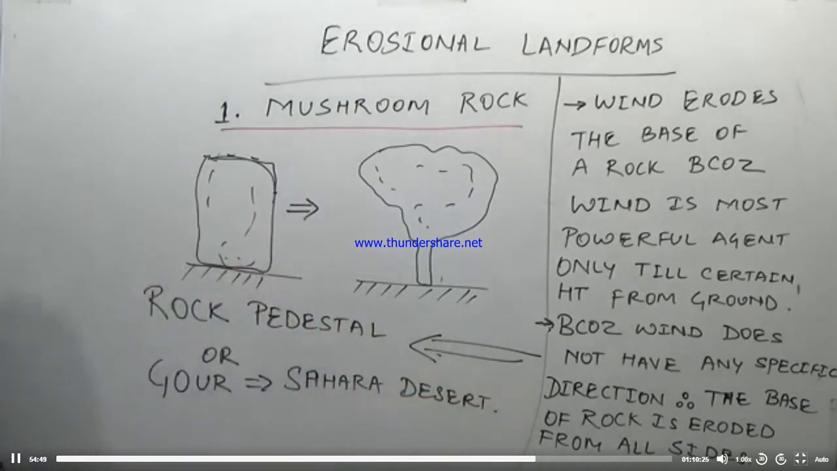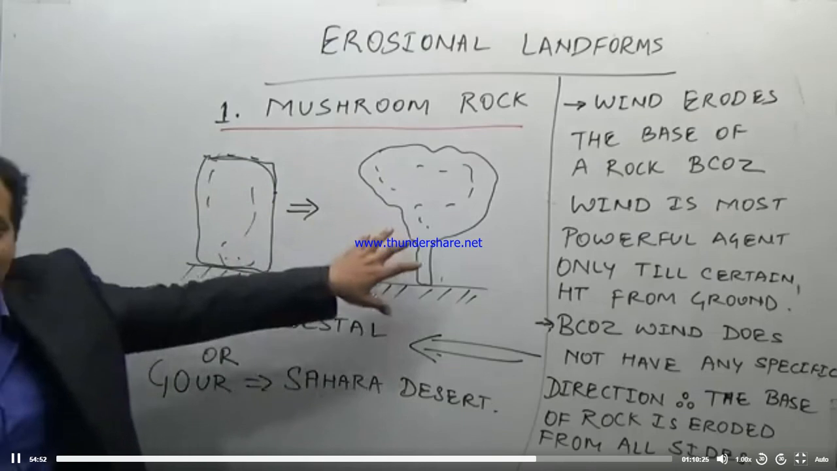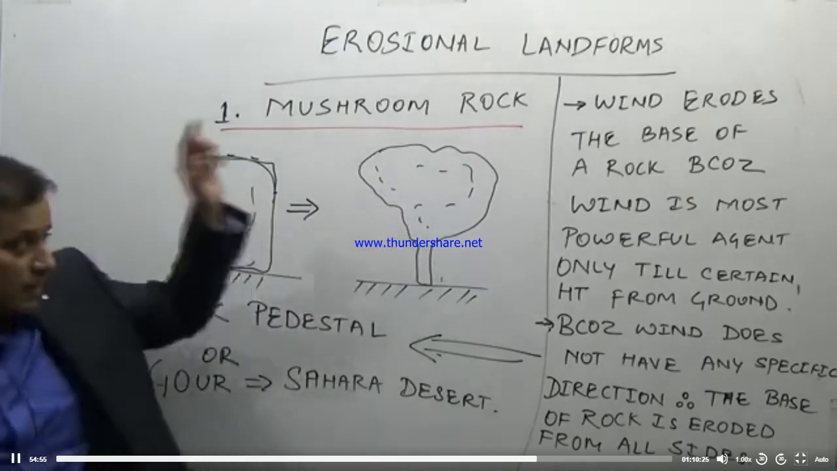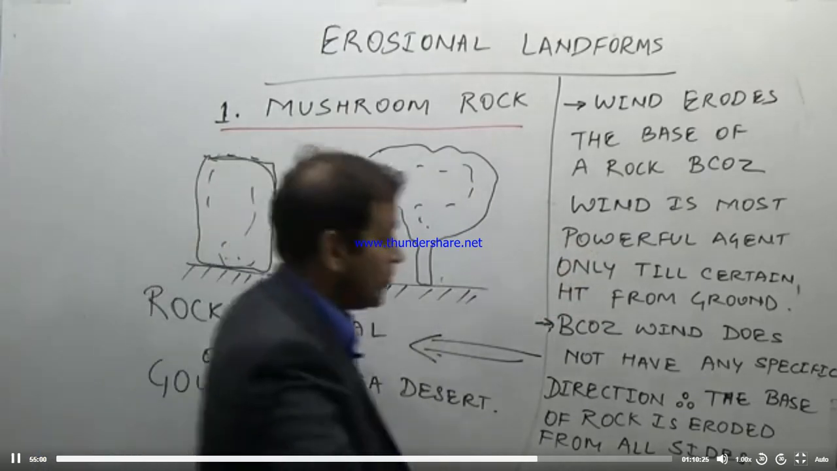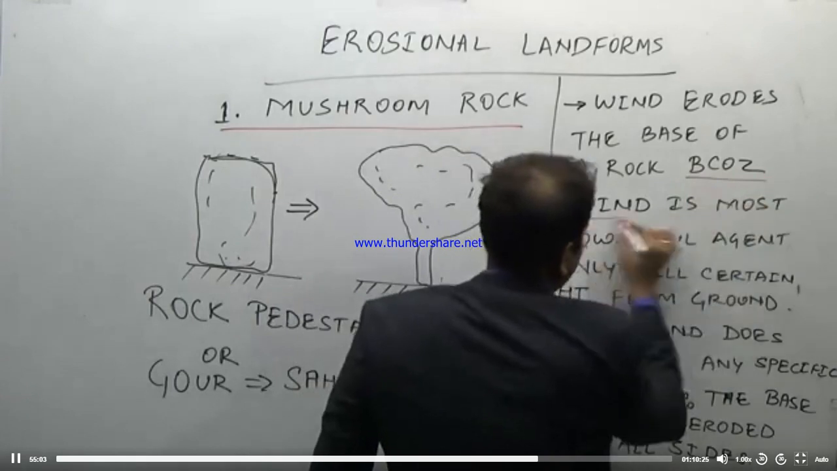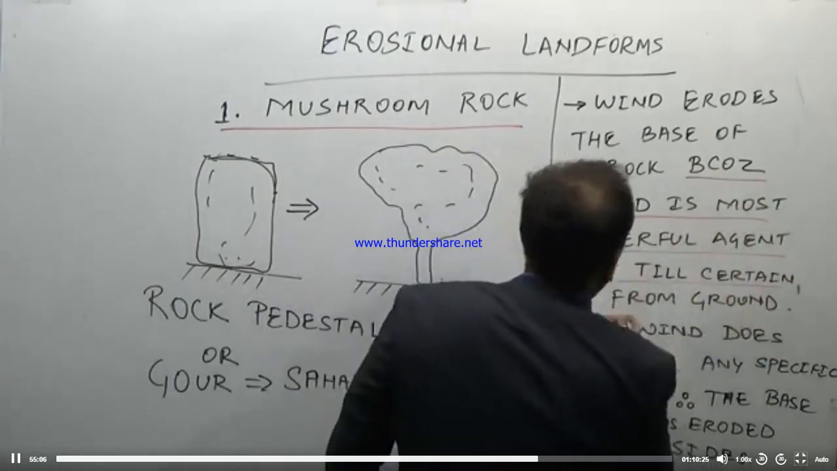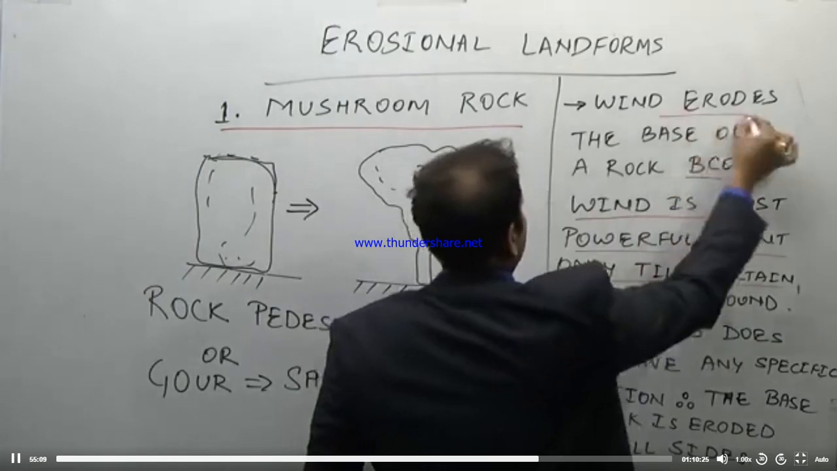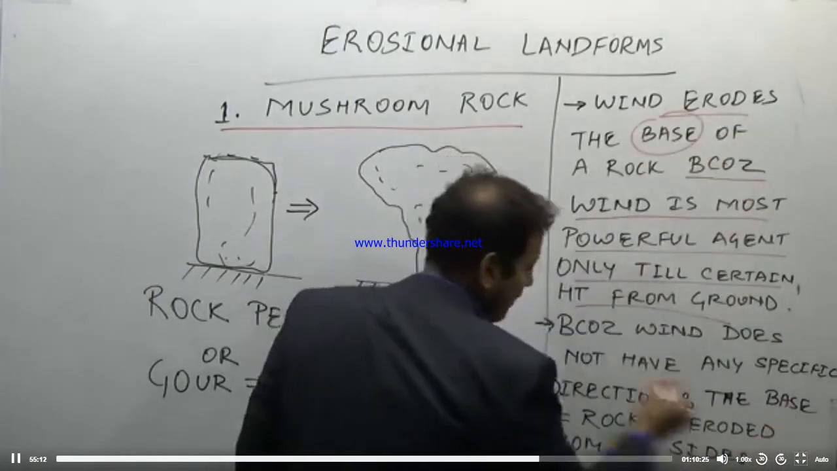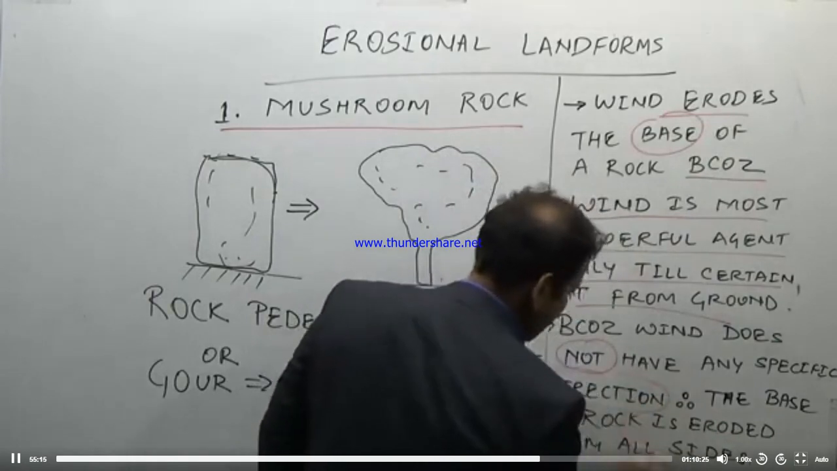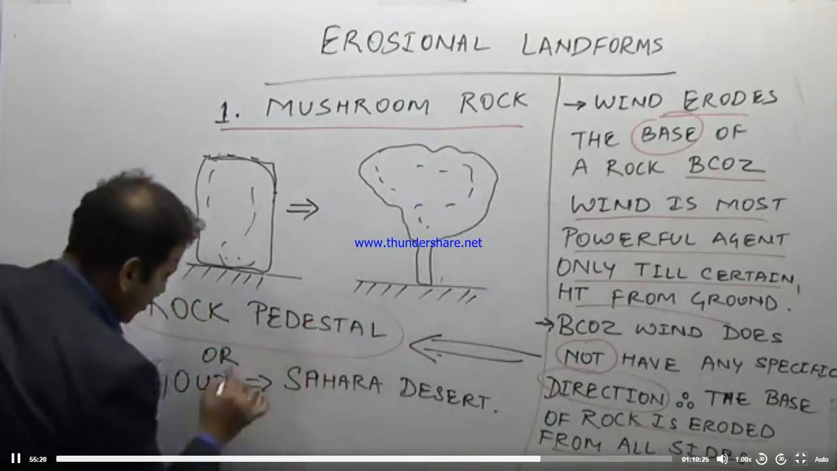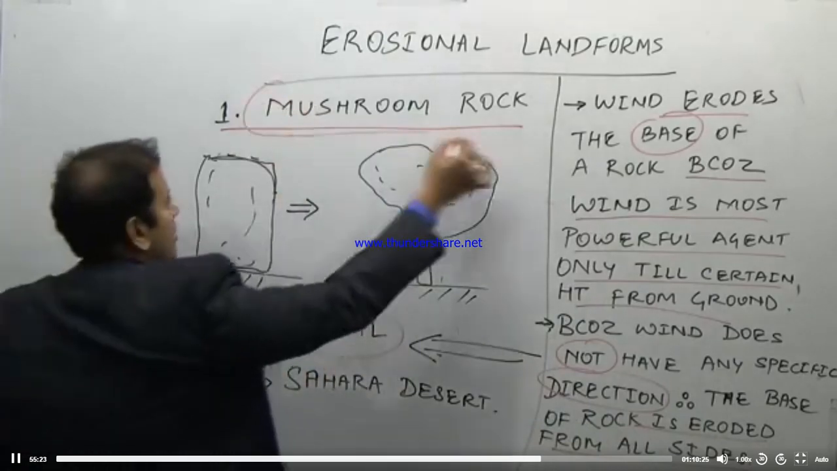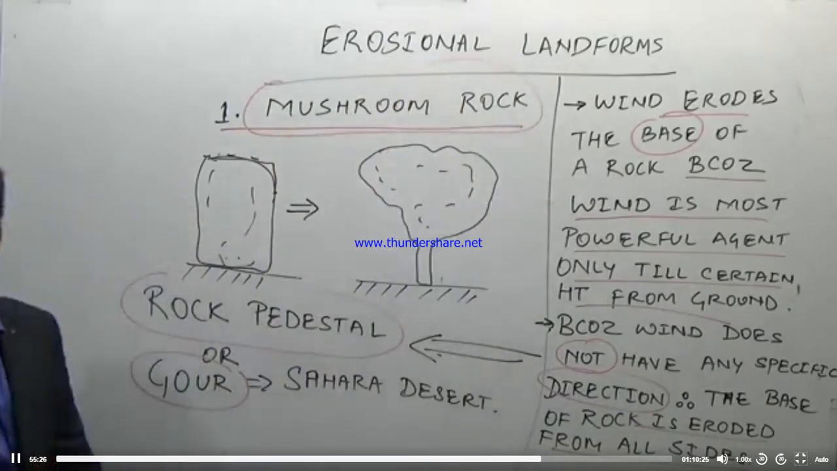Are you getting why this kind of rock has been transformed to such a shape? Because first, only the base will be maximally eroded, and the second is because wind is the most powerful agent only till a certain height from the ground. Therefore, the wind erodes the base only, and because it does not have any specific direction, it is eroded from all sides. Such rocks are known as rock pedestals, gour in the Sahara Desert, or mushroom rocks.